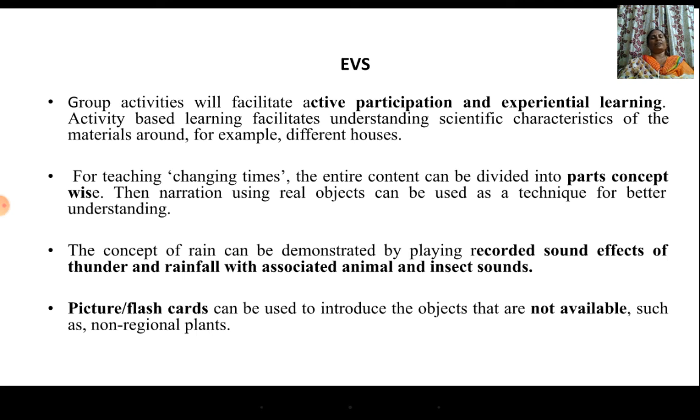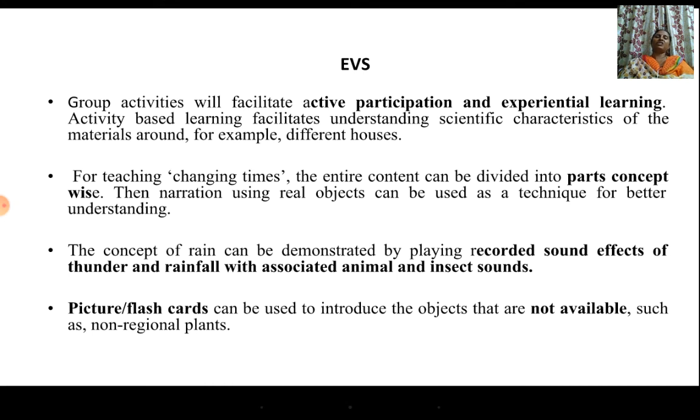learn through concrete experiences. Then for teaching changing of times, the entire content can be divided into parts concept-wise. Then the real objects can be used for the child to understand the concept. The concept of rain can be demonstrated by playing recorded sound effects of thunder and rainfall with associated animal and insect sounds. So it will be very easy for the child to associate it with the real-time experience.